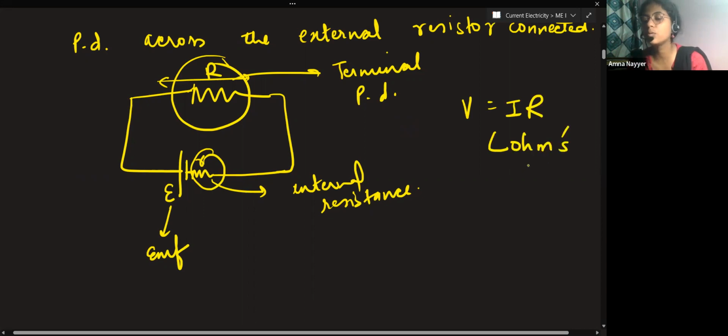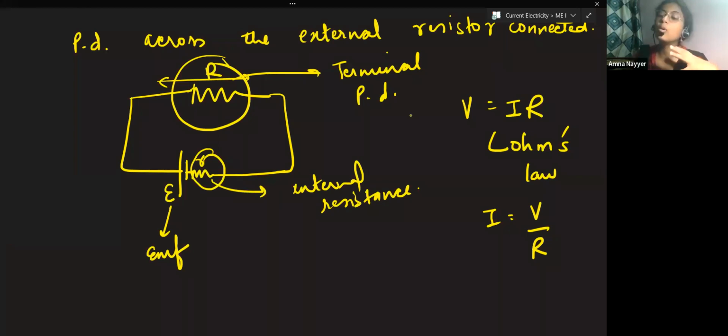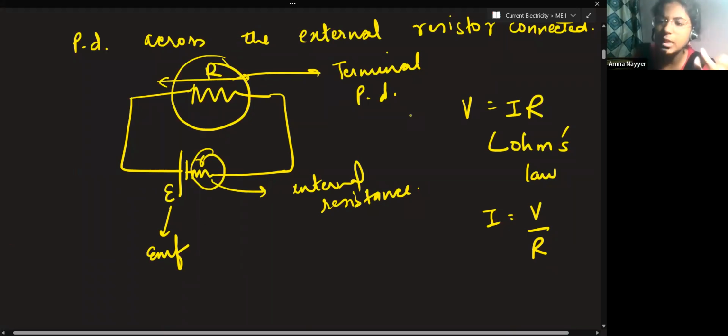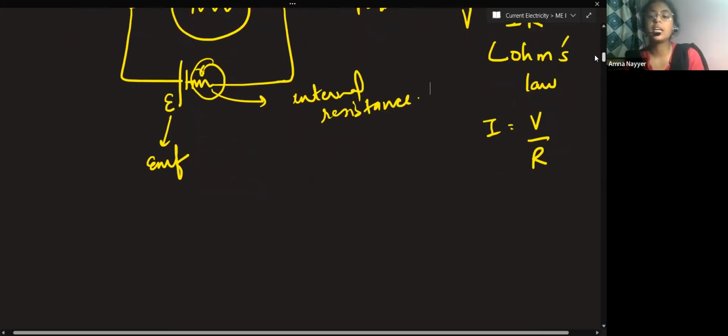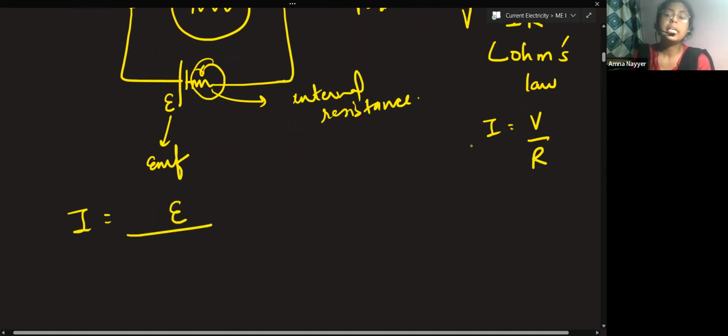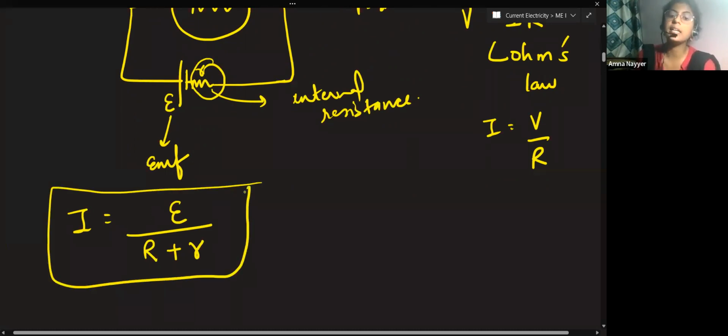All those students who are not there, just pay attention to this. From here, current can be written as what? V divided by R. What is playing the role of potential over here? EMF, that's what I've told you. Potential's role has been played by EMF. So current becomes what? Instead of voltage, we have EMF. Instead of resistance, it's external resistor plus internal resistor. As rightly stated by Fatima and Mariam, there are two resistors, so we'll combine and write it. This becomes the formula of current through the circuit.